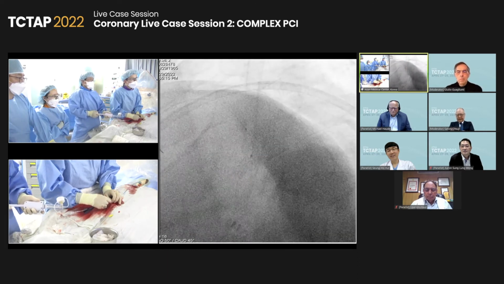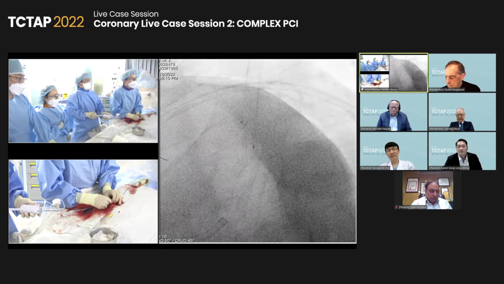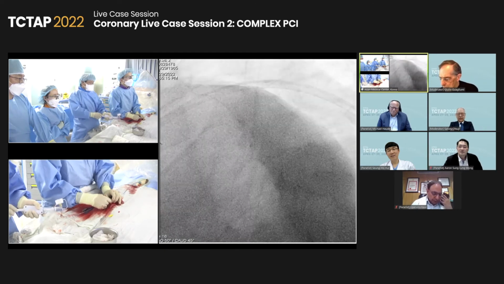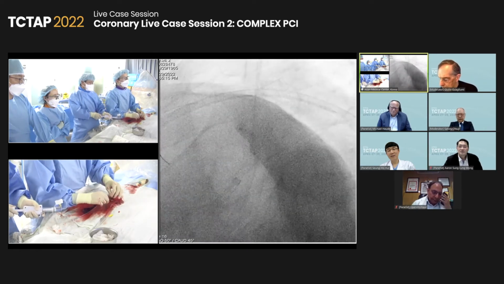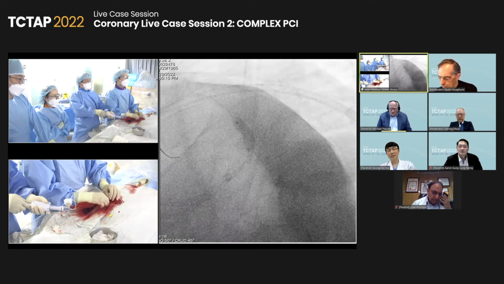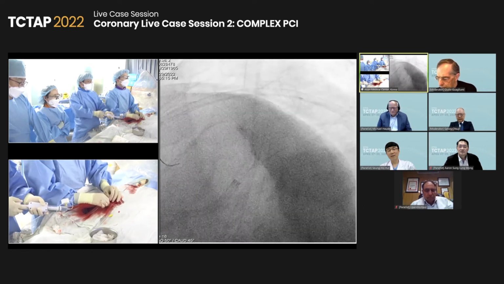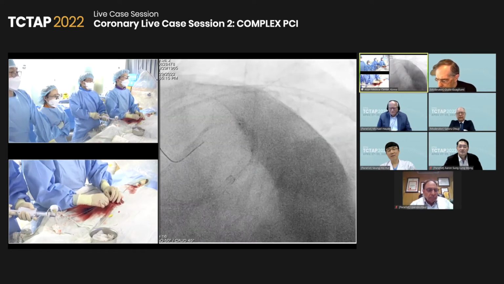Still, there's some resistance to pass. Okay, 20. 20, okay. 22. Okay. Deflation.